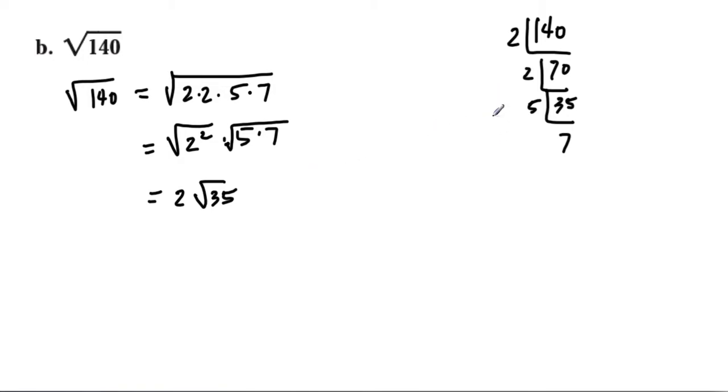So if you look at the drop down method, you simply pair up the 2 and that goes outside, and these two numbers, the prime factors, don't have any pairs, so you simply keep them inside.